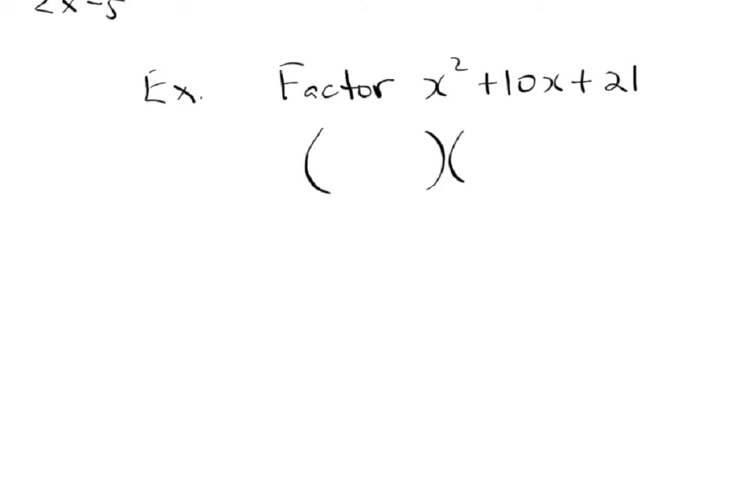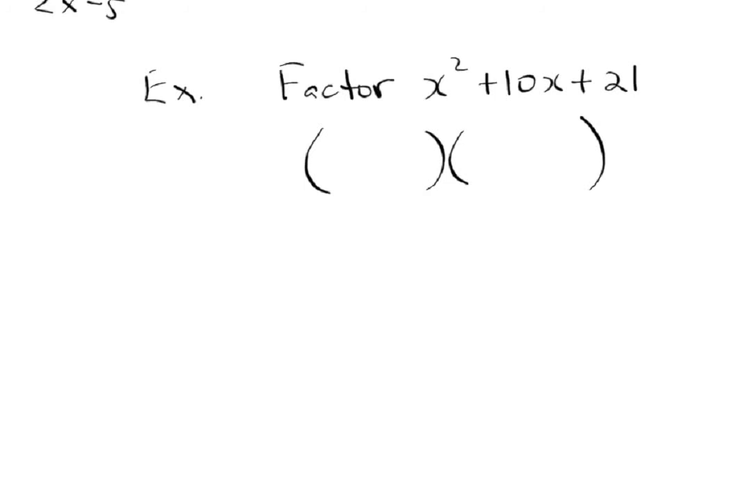Okay. So let's try and factor x squared plus 10x plus 21. So I realize there's no greatest common factor, and it's already in descending order. No negatives to worry about, so I'm going to go straight into the two sets of brackets.